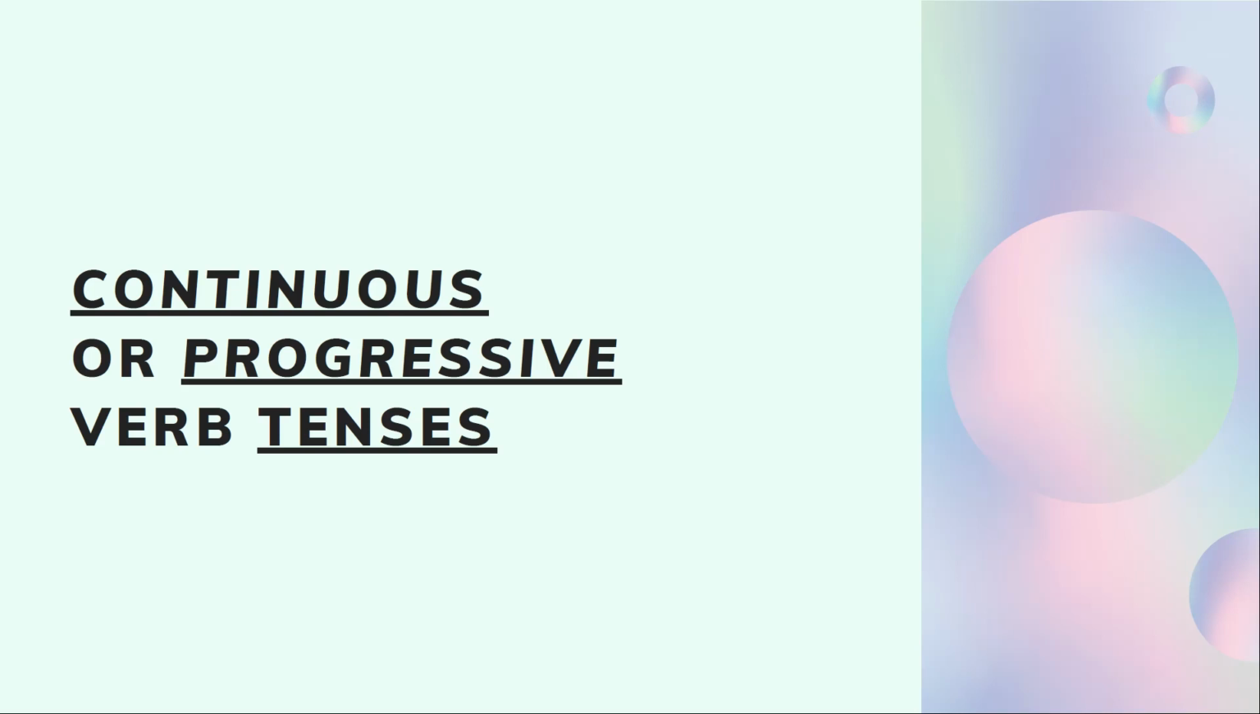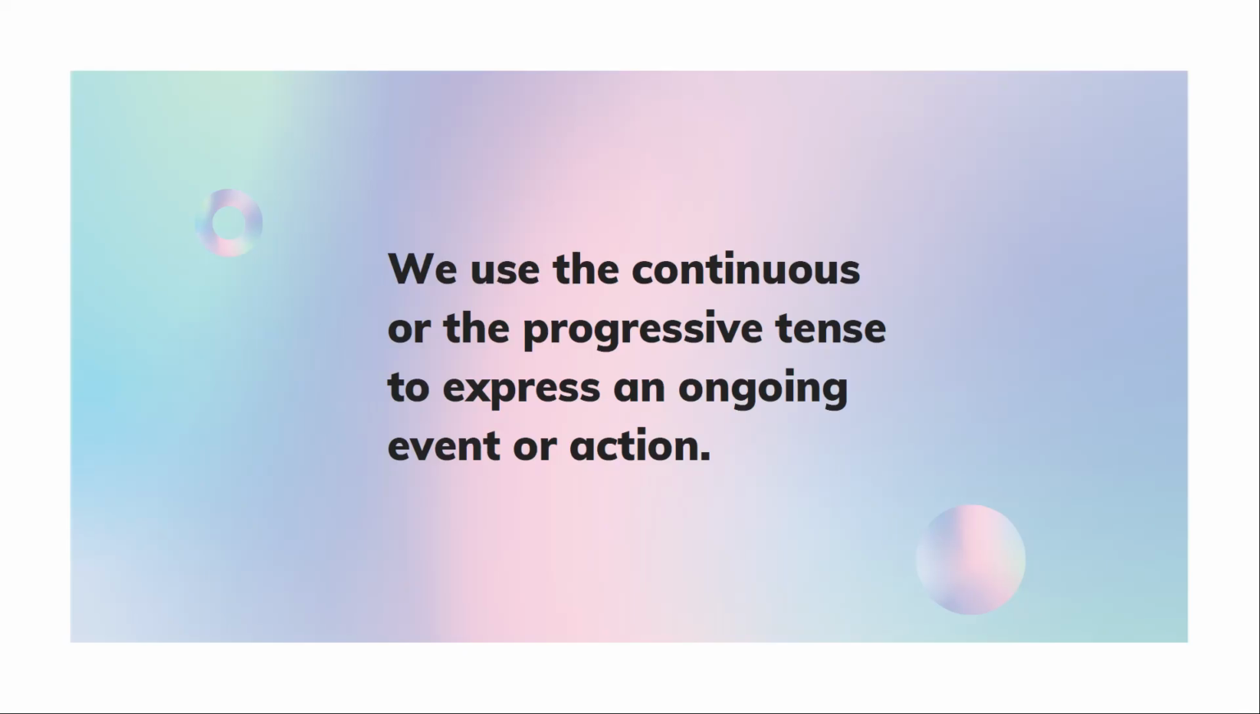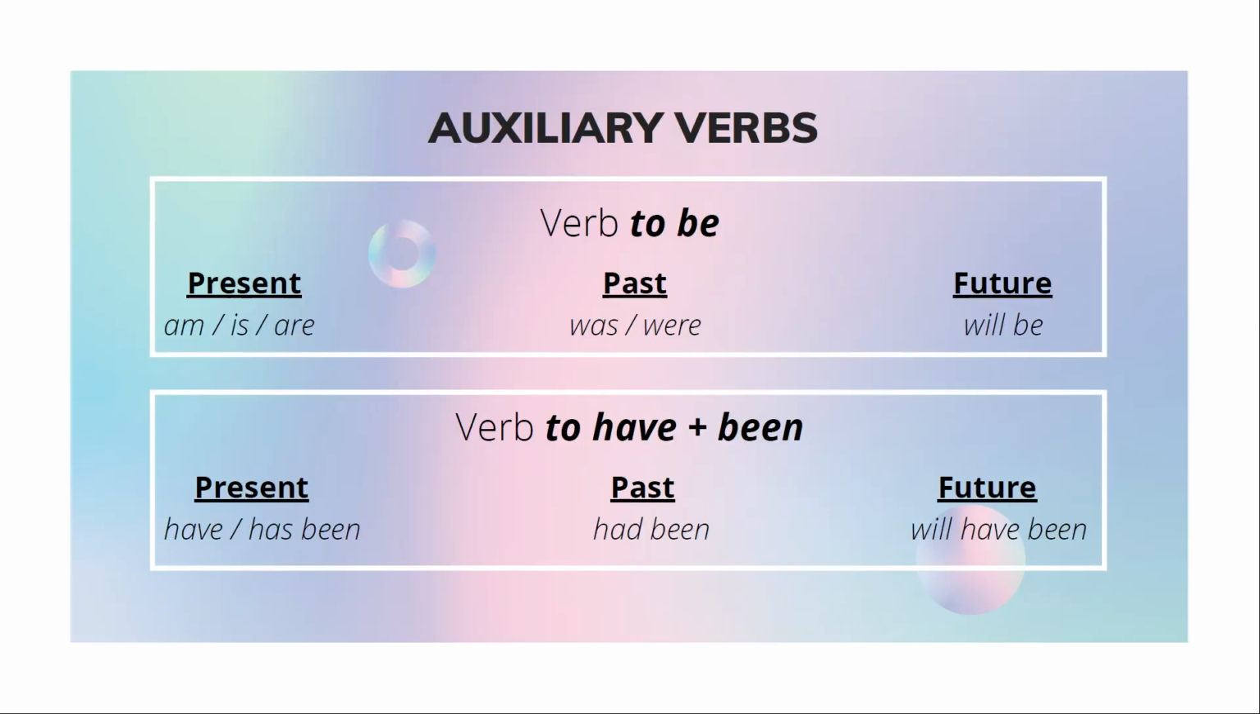Today I will explain continuous or progressive verb tenses. We use the continuous or the progressive tenses to express an ongoing event or action. In order to form the progressive tenses, we will need something called an auxiliary, which is a helping verb that adds information to the main verb.